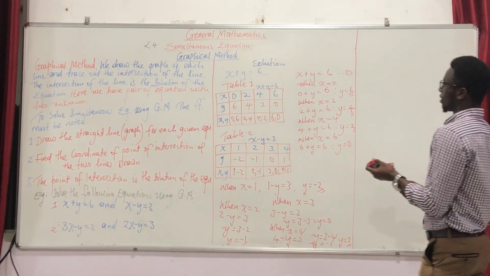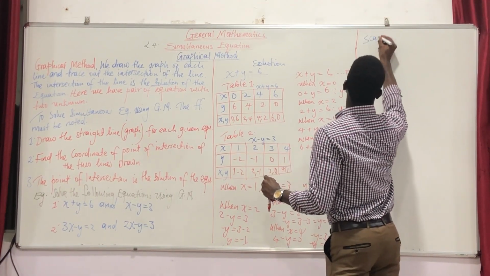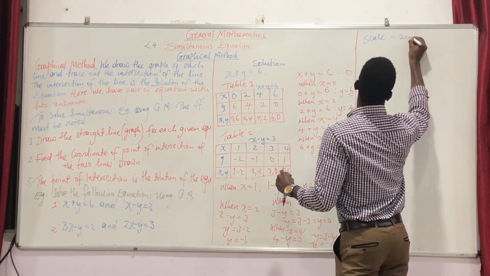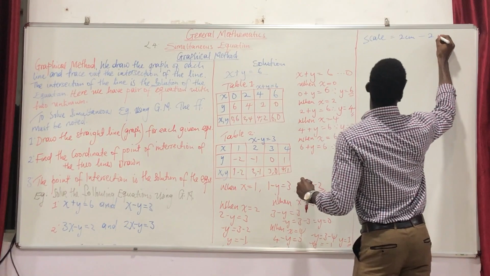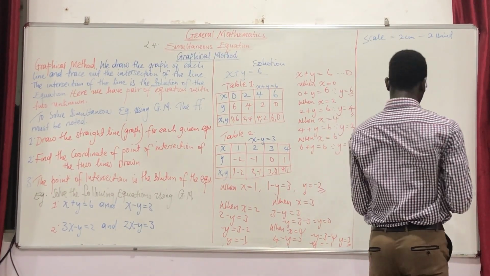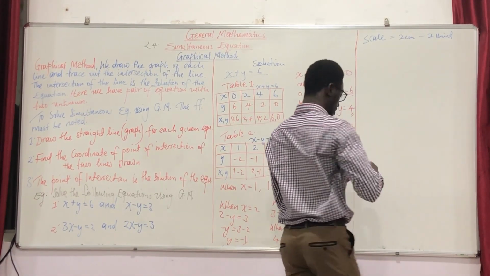So here, the scale: let's say 2 centimeters to 2 units. So the scale is 2 centimeters to 2 units. Now let's draw our graph here and see.